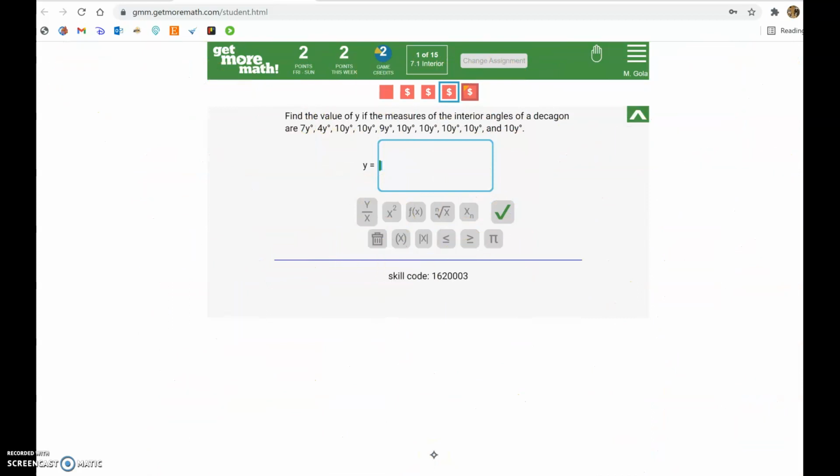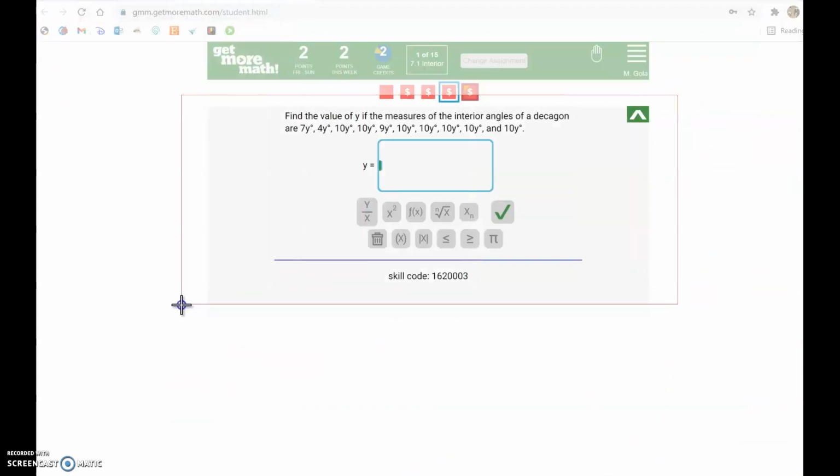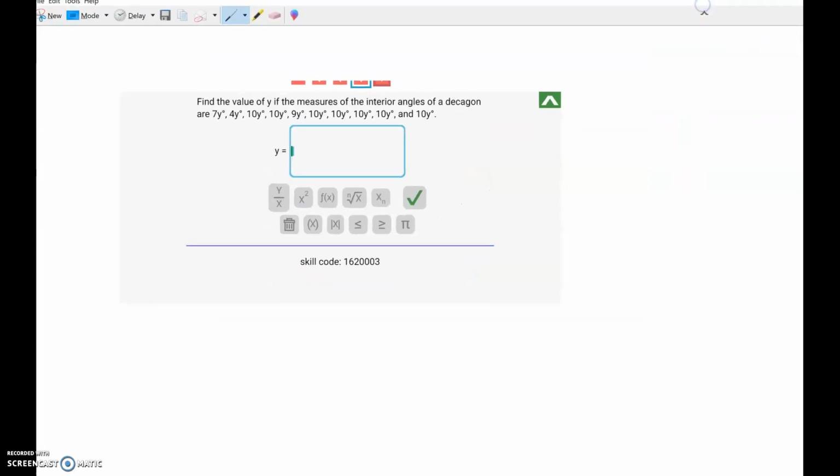Here's another one, and I just need to take a snip because I can't write on a web browser. It says find the value of y if the measures of the interior angles of a decagon are all of those. A decagon has 10 sides, so 10 minus 2 times 180. The interior sum is 1440.